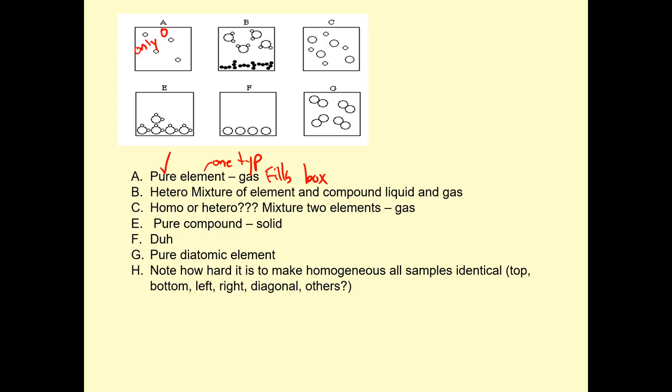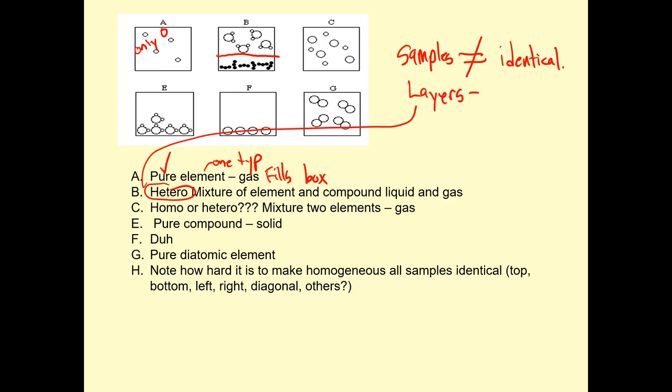Now this one, notice how I can draw the line right here. It's a heterogeneous mixture, okay? This hetero part, remember the samples are not identical. Okay, so the samples are not identical. So whenever I have layers, that means the samples will not be identical. Layers equals heterogeneous because the top is different from the bottom. Does that make sense? I hope. The top is different from the bottom.